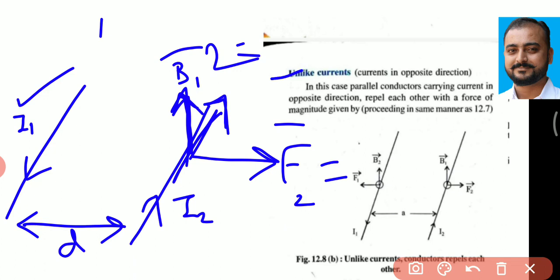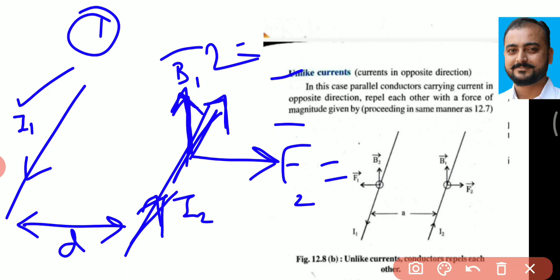Second thing, now again repeat the same procedure for conductor 1. Conductor 2 carries a current I2, and as it carries the current I2, the conductor 1 experiences a force. As conductor 1 experiences the force, initially it experiences the magnetic field. What is the direction of magnetic field?